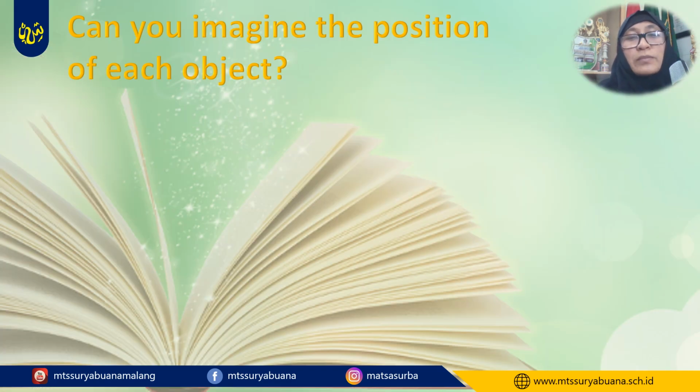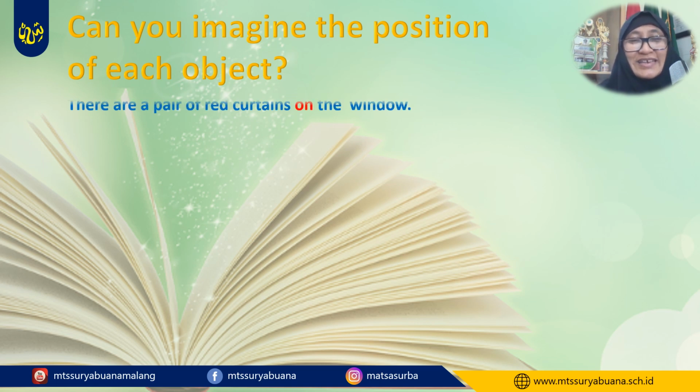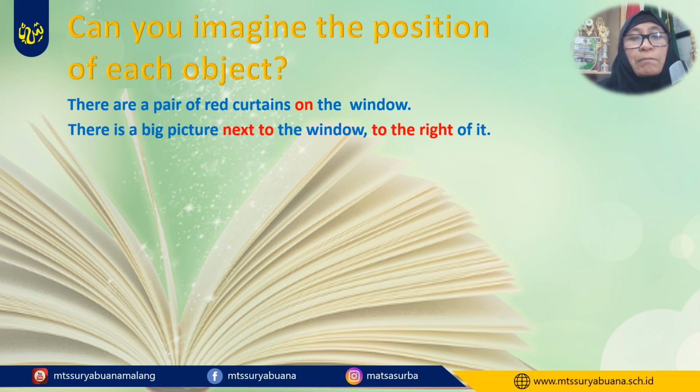Well, now, can you imagine the position of each object? There are a pair of red curtains on the window. So the curtains are on the window, attached to it. Now, there is a big picture next to the window, to the right of it.